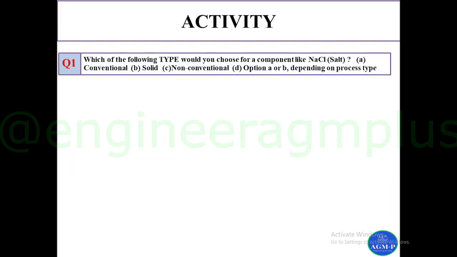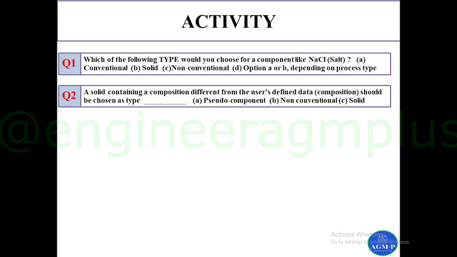Activity. Question number 1. Which one of the following types would you choose for a component like sodium chloride salt? A. Conventional, B. Solid, C. Non-conventional, D. Option A or B, depending on the process type. Question number 2. A solid containing a composition different from the user's defined data composition should be chosen as type dash. A. Pseudo components, non-conventional and solid.